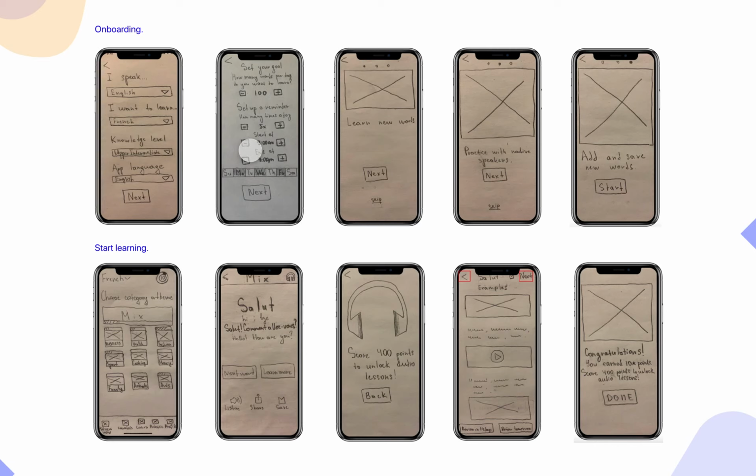Then the user sets study goals and sets up a reminder. Next step, the user is shown 3 screens with the application features. After that, the user selects categories or themes and starts learning words. On the new word screen, the user can learn more about the word and navigate to word examples. The user can also start an audio lesson, but this will be available after the user has earned 400 points.